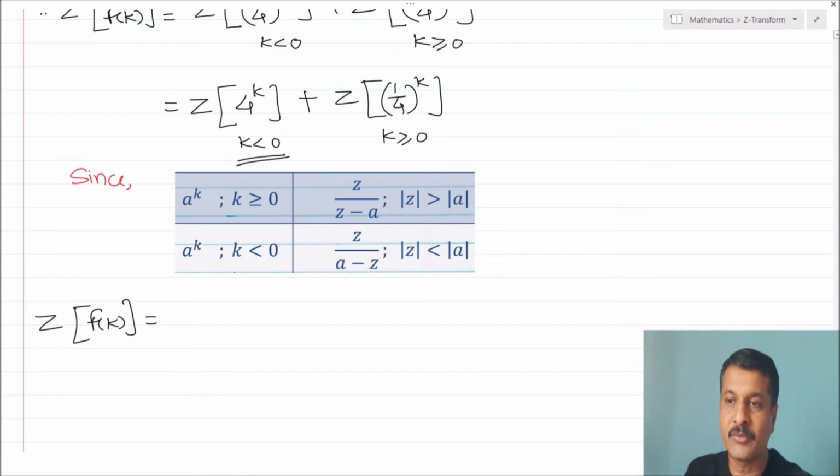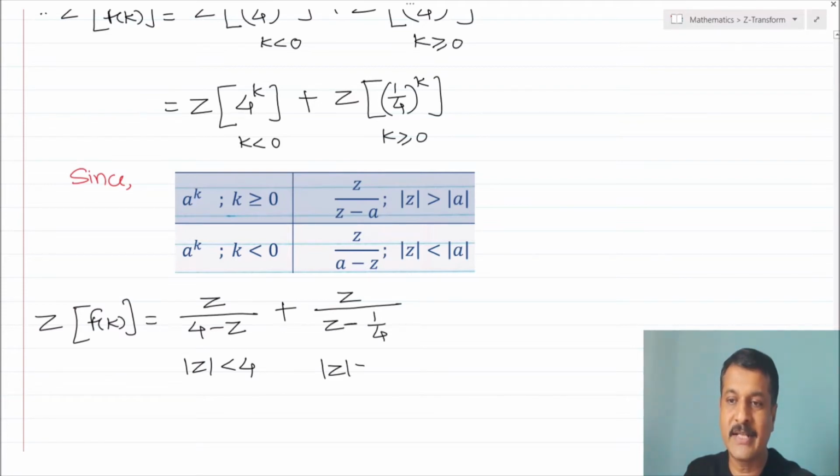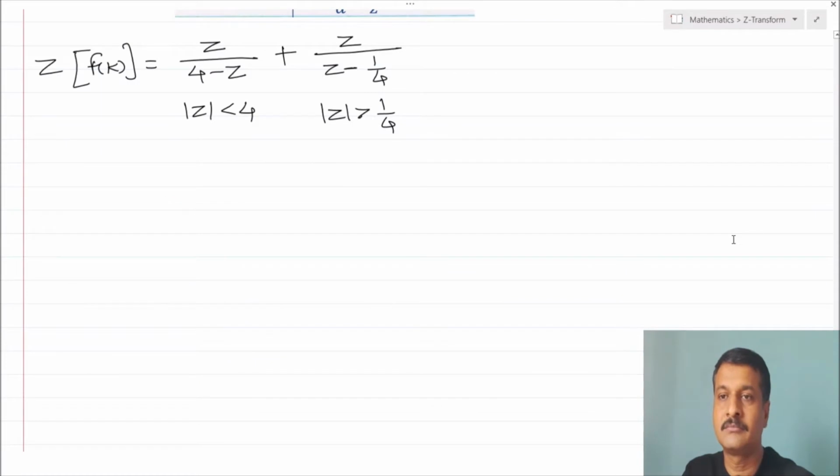I am getting Z transform of f of k, where k is less than 0. So a raised to k, here 4 raised to k means a equal to 4, and therefore I am getting z upon a minus z, that is z upon 4 minus z, where mod of z is less than mod of a, that is 4. Plus for k greater than or equal to 0, I am getting a raised to k, whose Z transform is z upon z minus a. So z upon z minus 1 by 4, and the condition is mod of z is greater than 1 by 4. So simplify this.